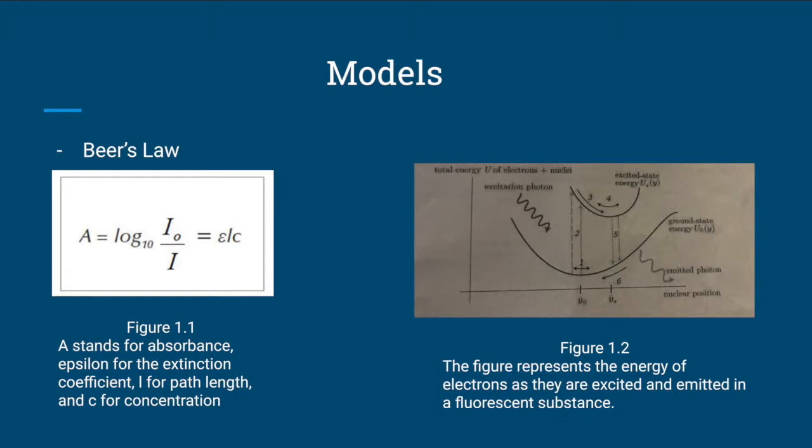For our models, we are using Beer's law, which measures peak absorbance, and it uses the logarithmic ratio of intensities. The epsilon means extinction coefficient, the L is for path length, and C is for concentration. Those variables are only involved when solving for the concentration of the dye, and the extinction coefficient comes from graphs that were already made available to us. Our other model is figure 1.2, and it represents how electrons are excited and emitted in a fluorescent substance. Initially, a higher energy photon will come in and excite electrons, and eventually the electrons will go to a ground level state and release a photon of lower energy.